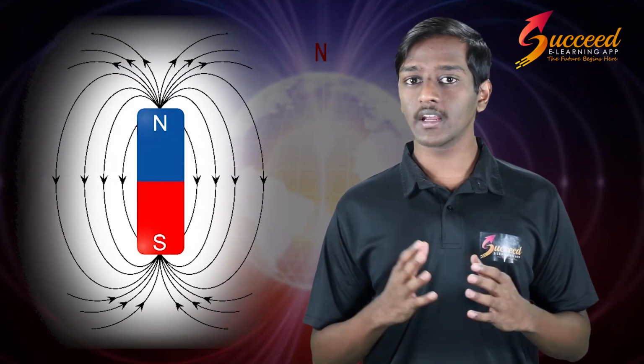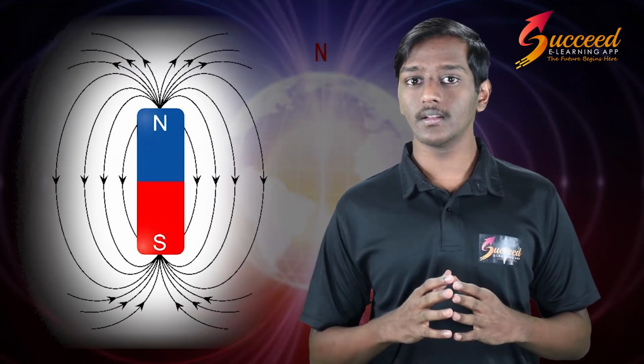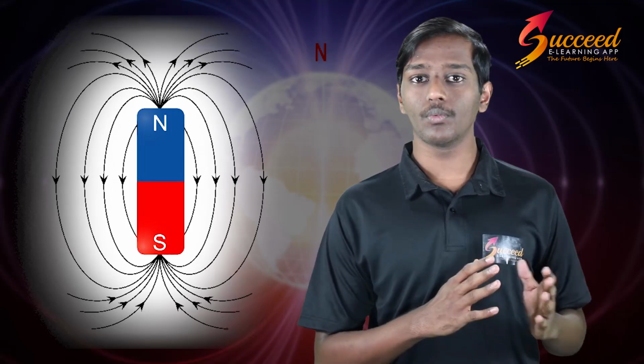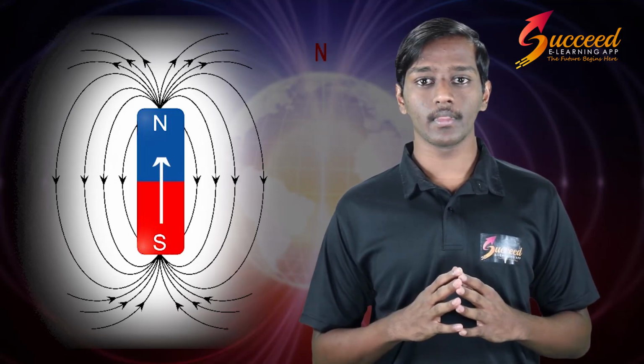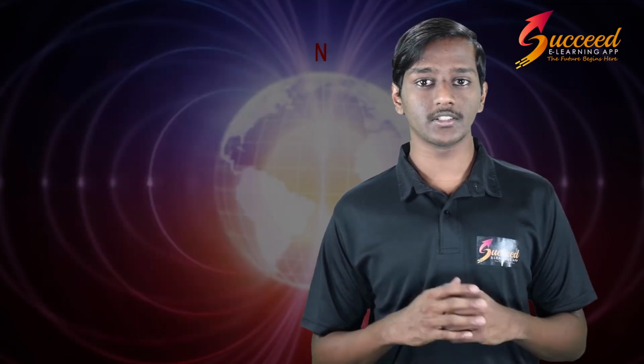Conventionally, we take the magnetic field lines emerging from the North Pole and converging to the South Pole. Inside the magnet, the lines flow from South Pole to North Pole. Thus, we can conclude the magnetic field lines are closed paths. No two magnetic field lines meet each other.